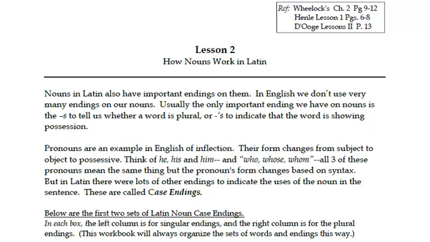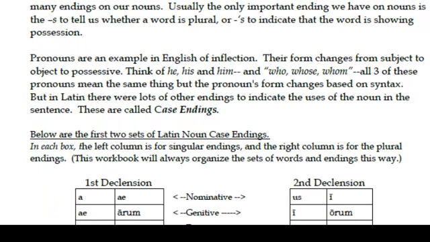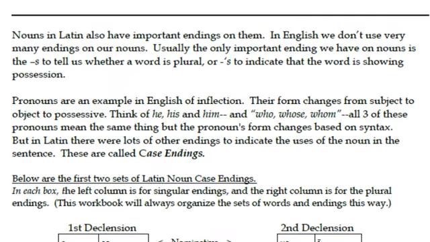For example, when a first declension noun has an A on it, it is the subject, and therefore it's called the nominative case. When a Latin noun has an AM, it is the accusative case, and it's the direct object usually. In English, we don't use very many endings on our nouns. The only important ending we have on nouns is the s, either to tell us the word is plural, or an apostrophe s to indicate the word is possessive.